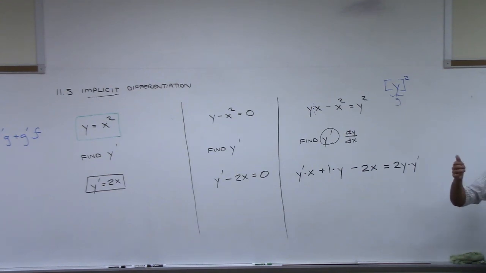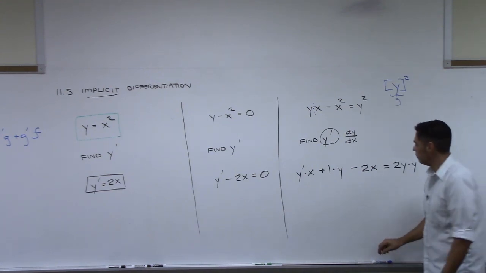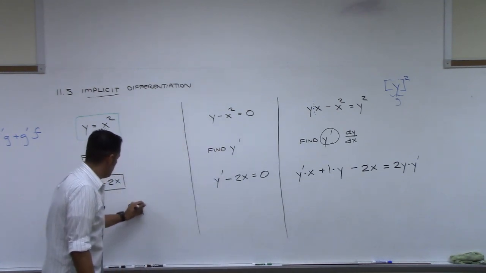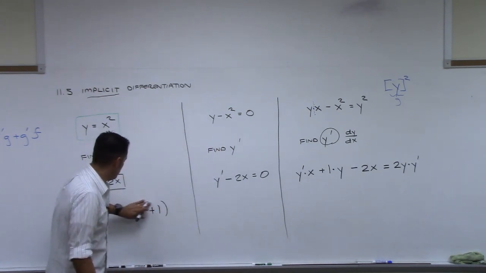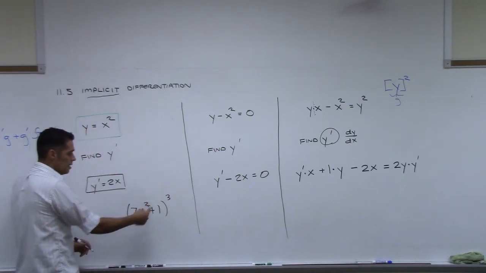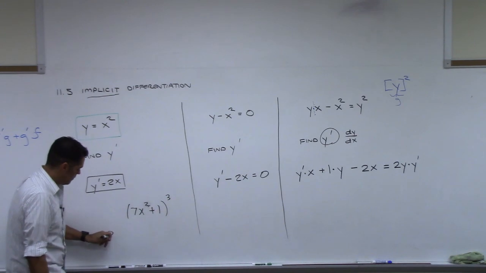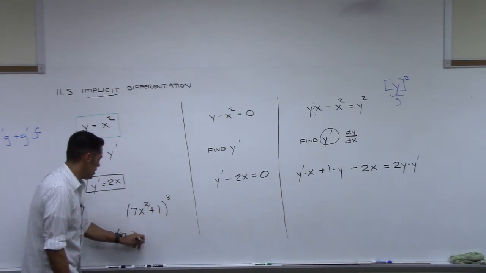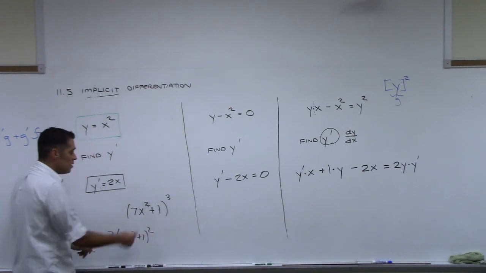Which y became the y prime, the first y or the last? Okay, let me go back to this. That's a squared. Let me fix it. If I asked you to take the derivative of this, you would go, 3 comes out. You wouldn't touch this, 7x squared plus 1 there. And then you would take the derivative of what's in here.